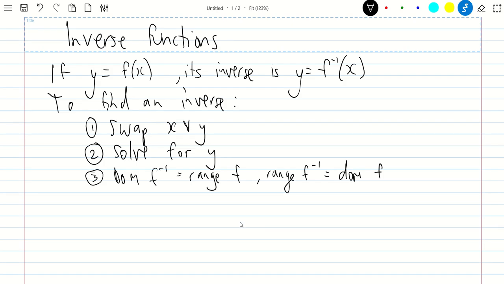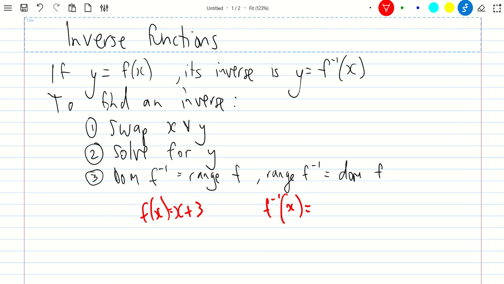G'day everyone. Today we're going to be looking at inverse functions and what they mean. These are things that we know about from times before. Just to have a quick look at what's going on, if you've got f of x equals a function that adds 3, the inverse function is the function that undoes the original function. So it does the opposite, it goes backwards.